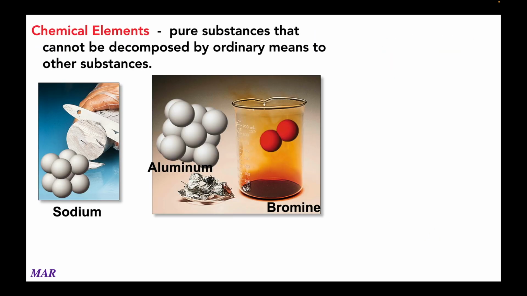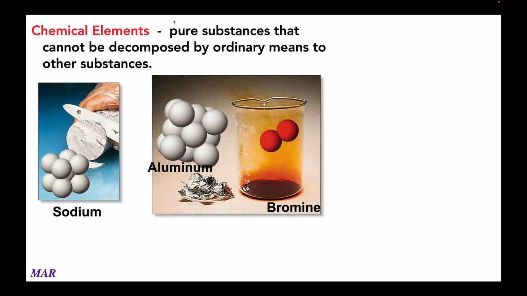The elements are very different from each other. Some of them are solids, some of them are liquids, some of them are gases. Some of them, like sodium, you can cut with a knife. On the other hand, some of them, like aluminum, would be much more difficult. And of course, bromine right there is a liquid with a gas phase over it.